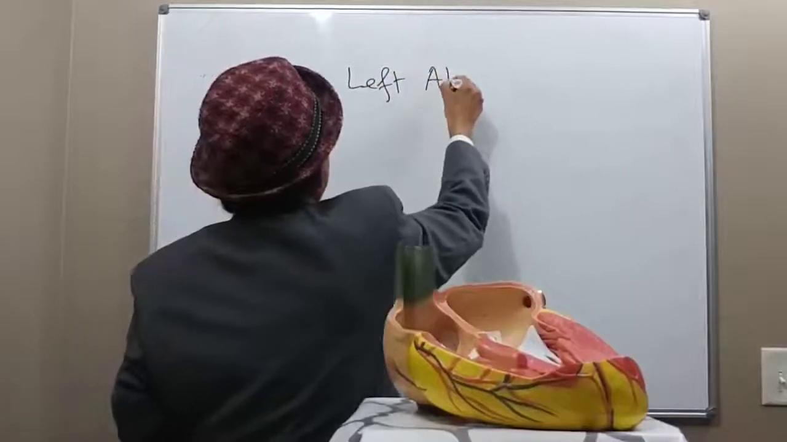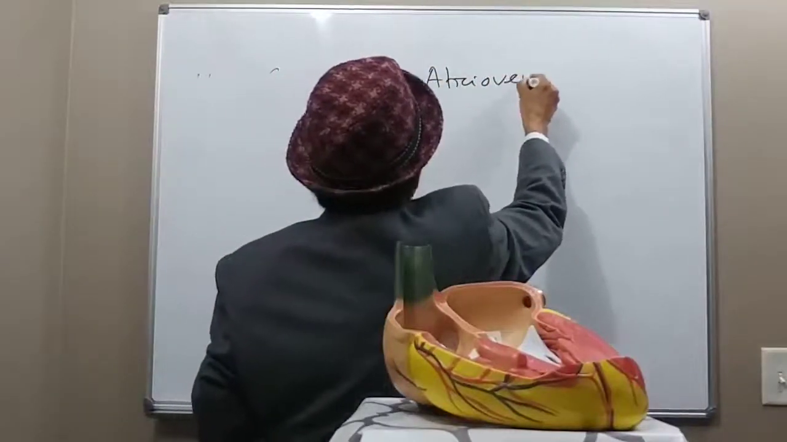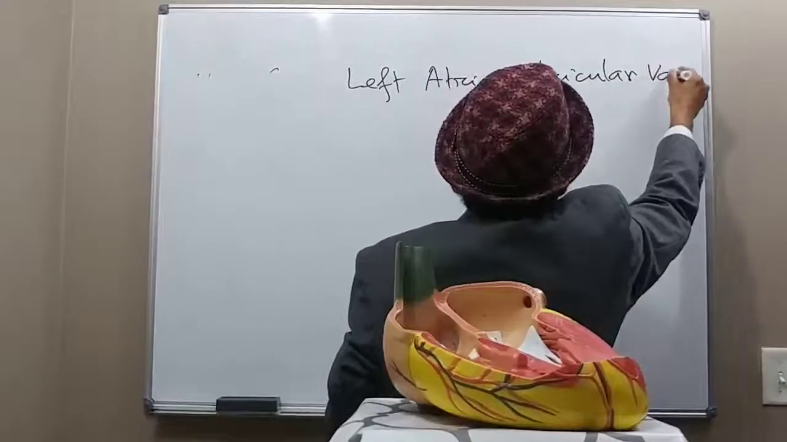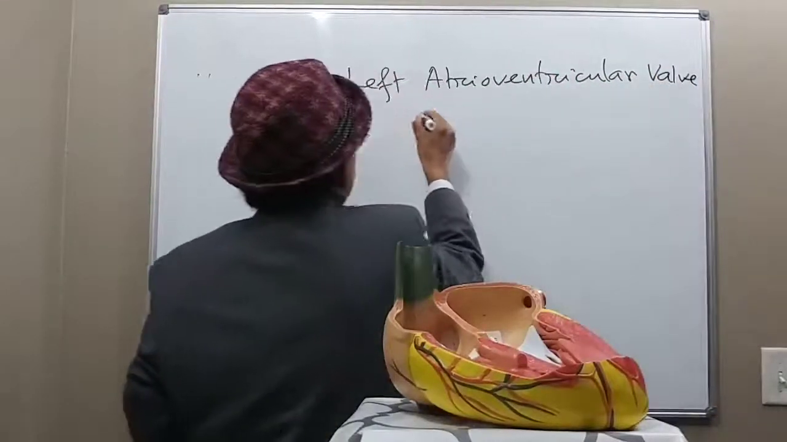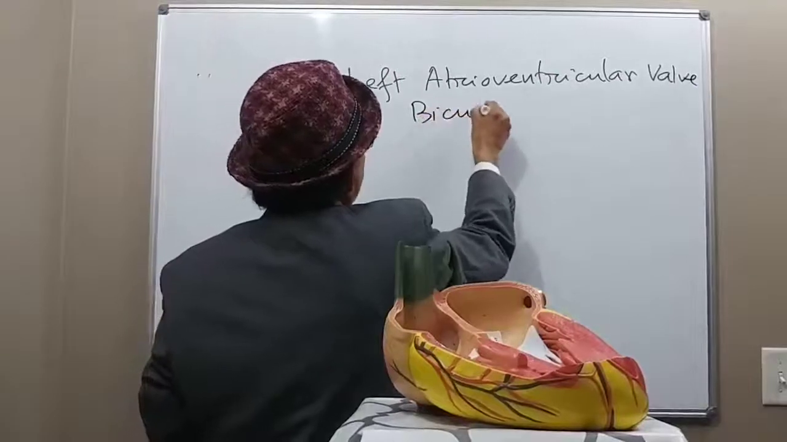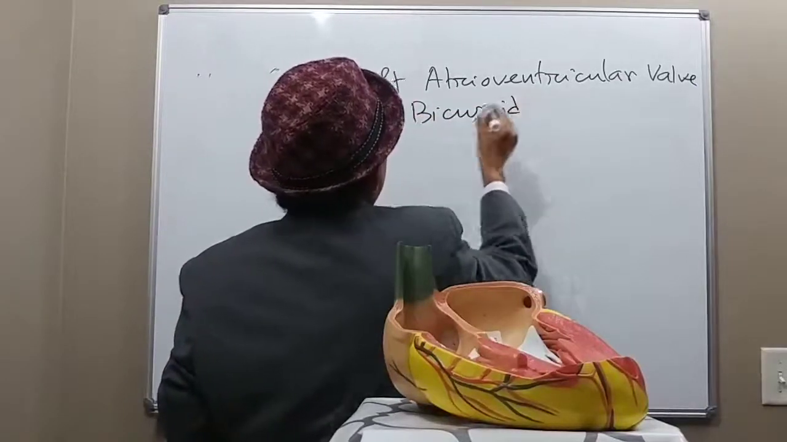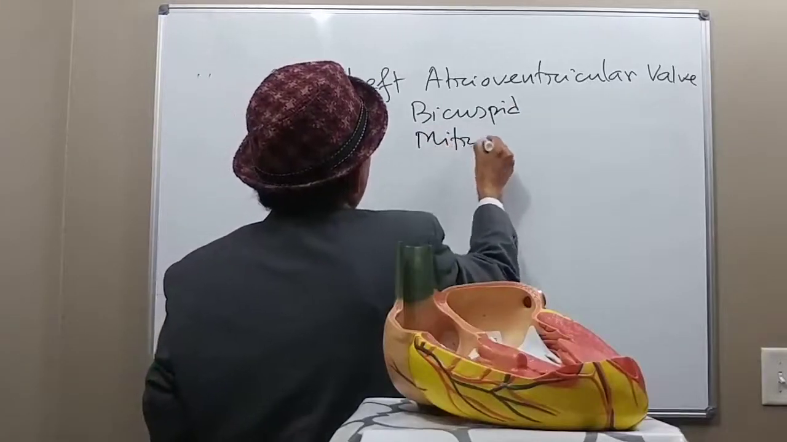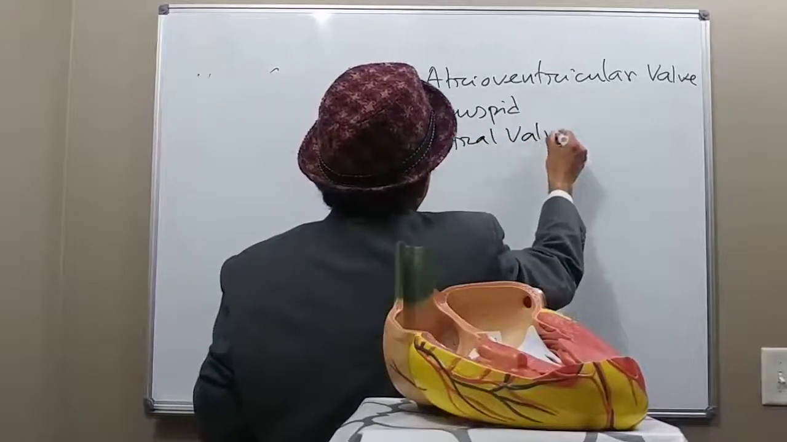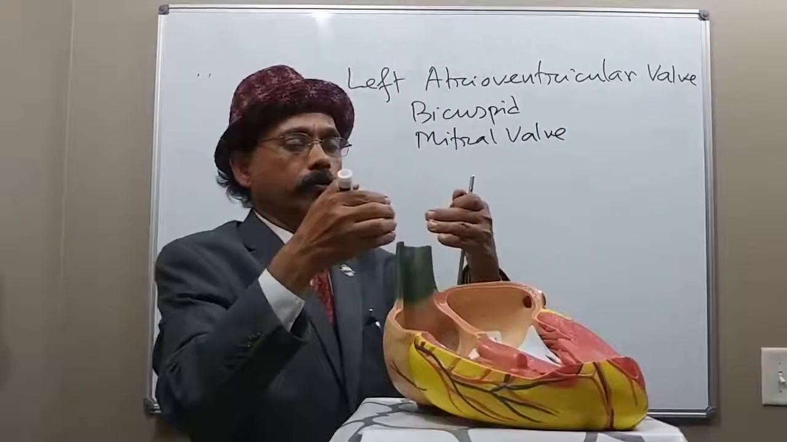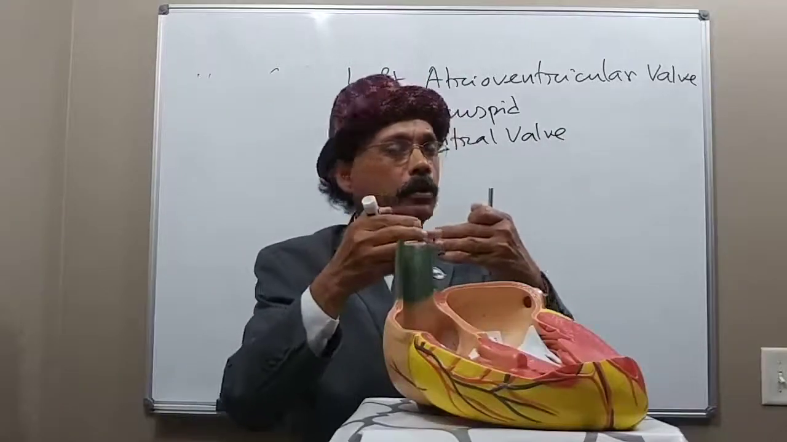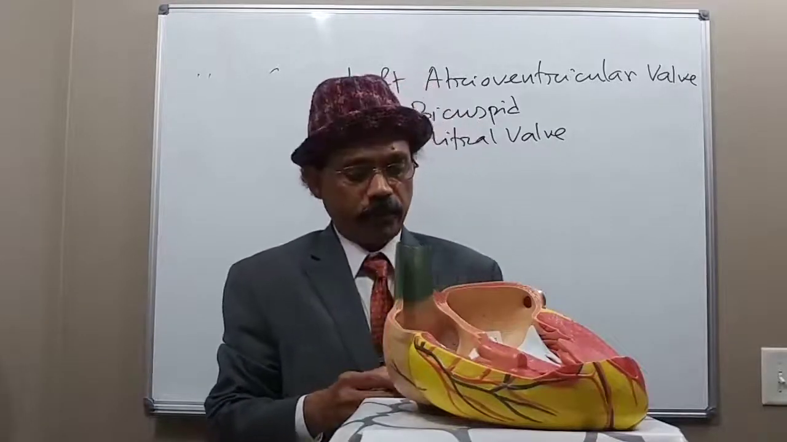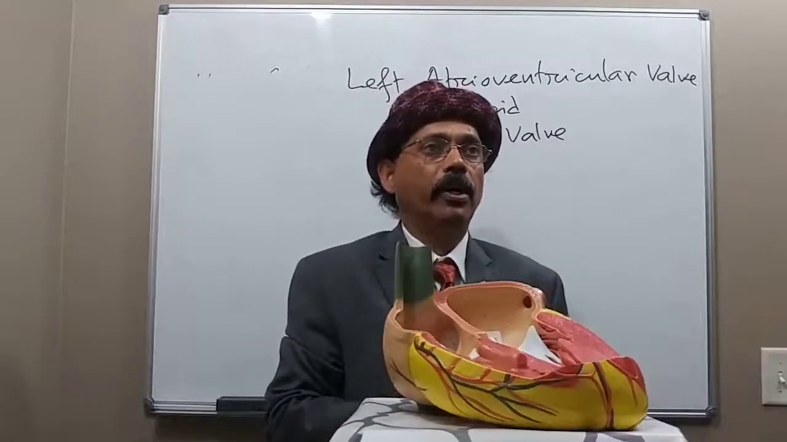Left atrioventricular valve is also called bicuspid valve because it has two cusps, and it is also called mitral valve because when they come close together, the cusps look like the mitre of a bishop in a church. So it is also called mitral valve.